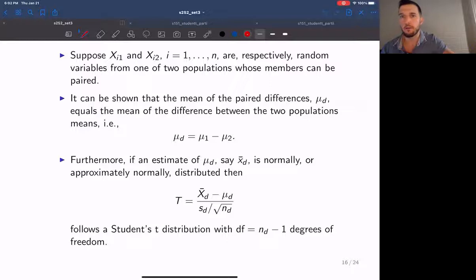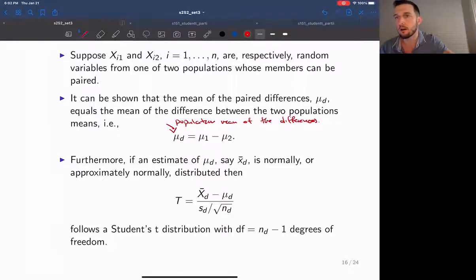Our null and alternative hypotheses are effectively the exact same as they were in the independent two sample case, though we usually use the symbol mu subscript d in our null and alternative hypotheses. So this would represent the population mean of the differences.